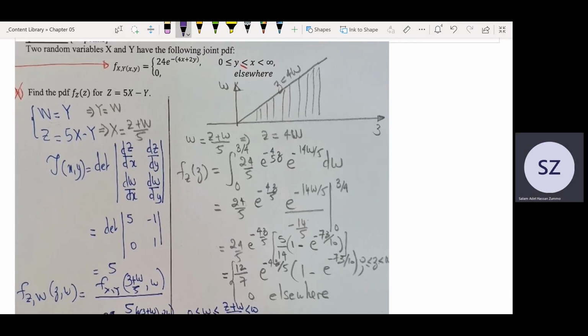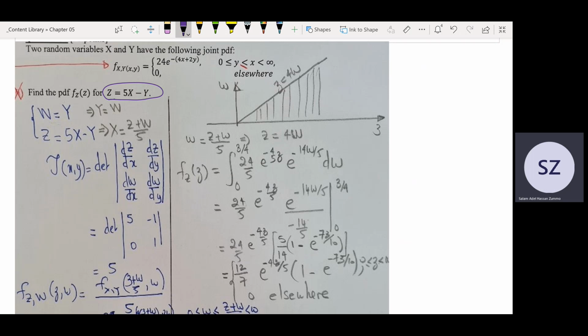We are interested in the function Z, which is equal to a function of X and Y. Here we have only one variable, which is a function of two variables. So in total we have three random variables. We know the joint PDF of X and Y, and we are finding the PDF of Z.